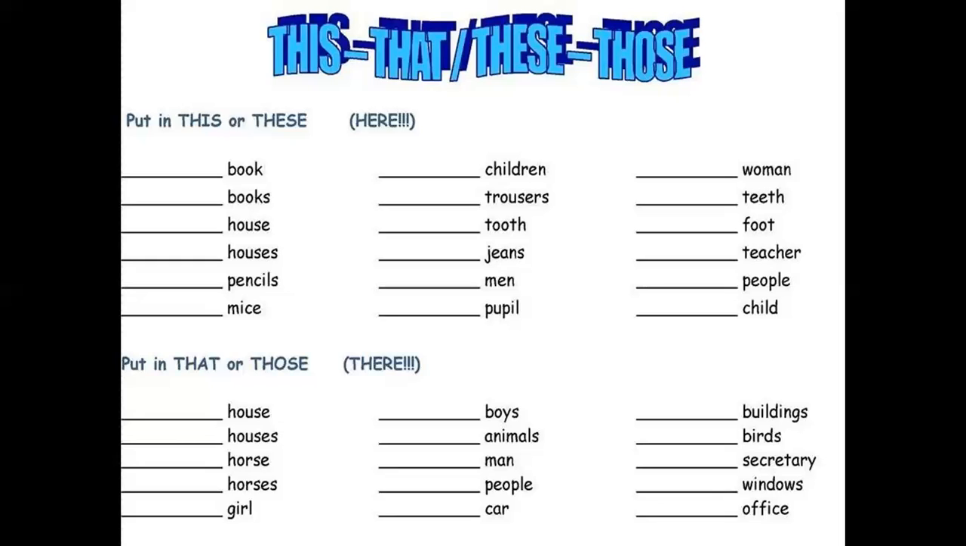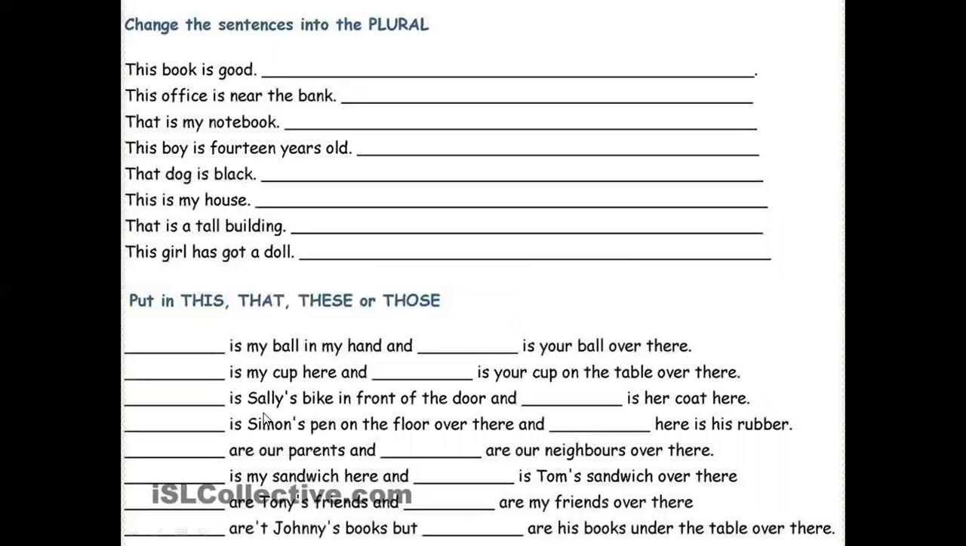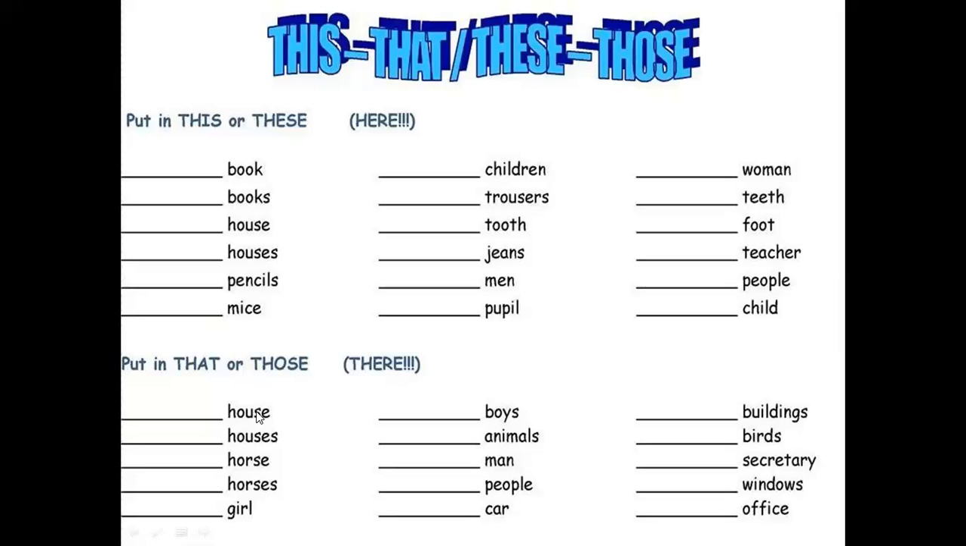Let's move on to the second one. Here you have to put in that or those. Look at the first word. Yes, the first word is house. Right. House is a singular noun. You have to use that house. Look at the second one. The word is houses. So that is a plural noun. You have to use those houses.